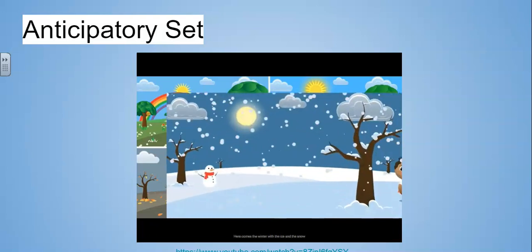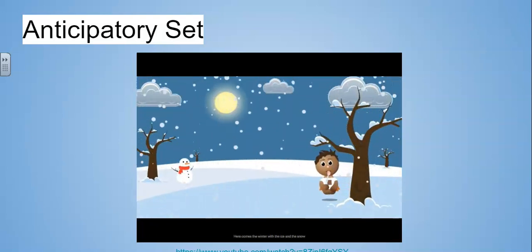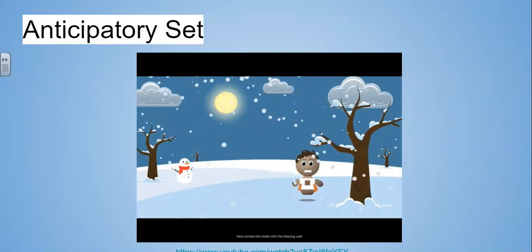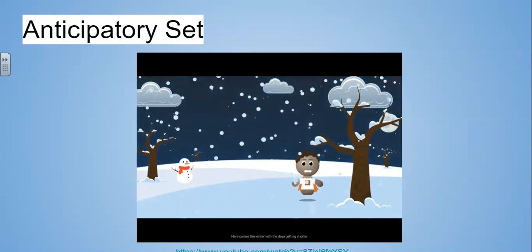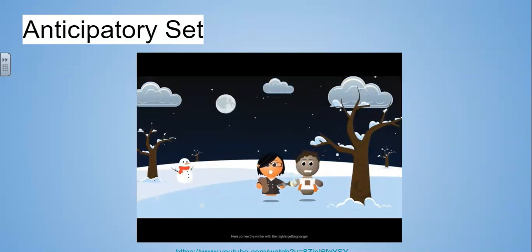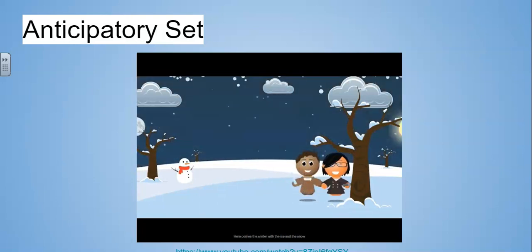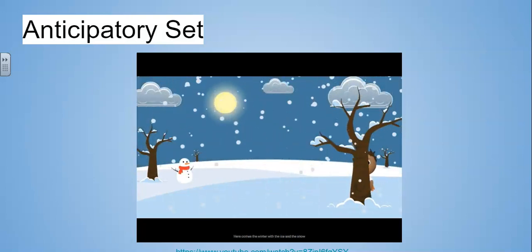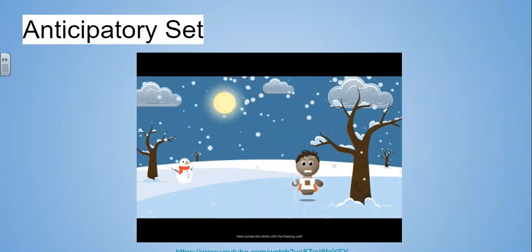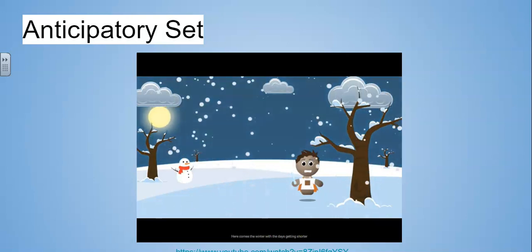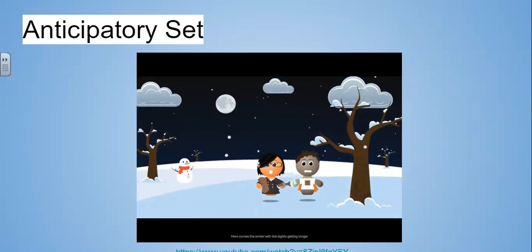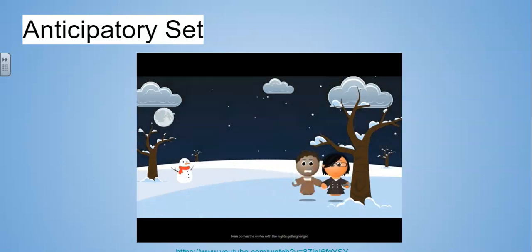Seasons of the year. Here comes the winter with the ice and the snow. Here comes the winter with the freezing cold. Here comes the winter with the days getting shorter. Here comes the winter with the nights getting longer. Here comes the winter with the ice and the snow. Here comes the winter with the freezing cold. Here comes the winter with the days getting shorter. Here comes the winter with the nights getting longer.